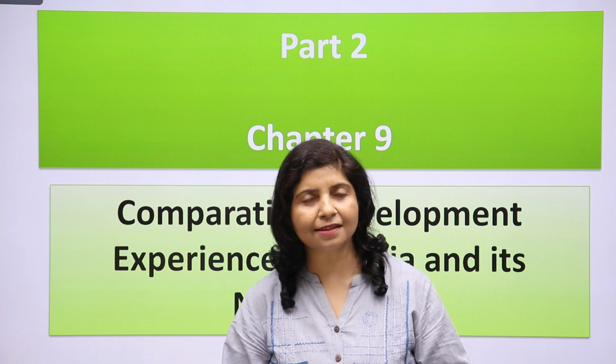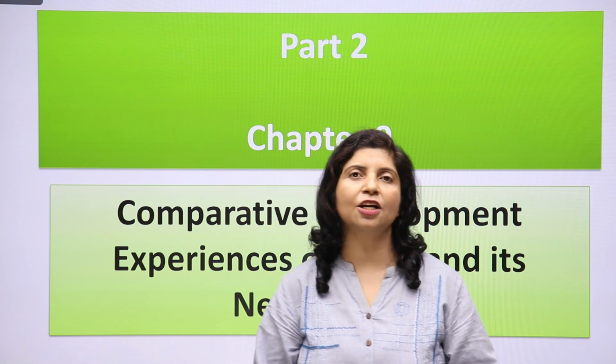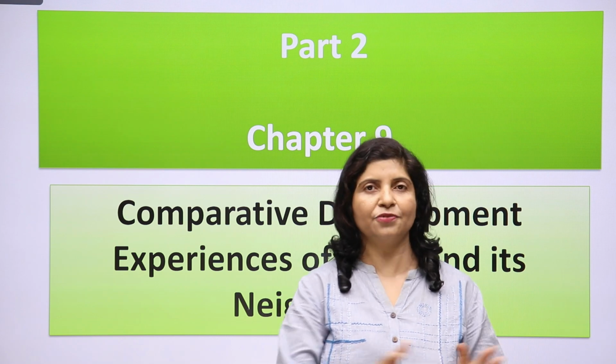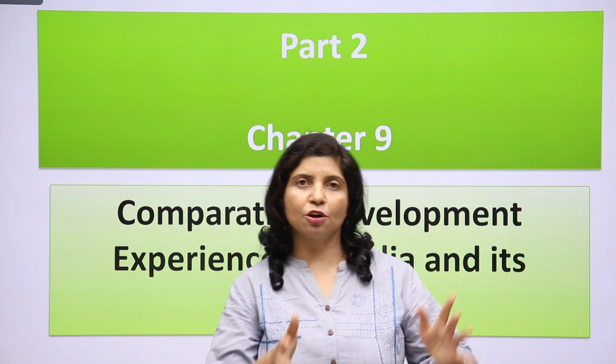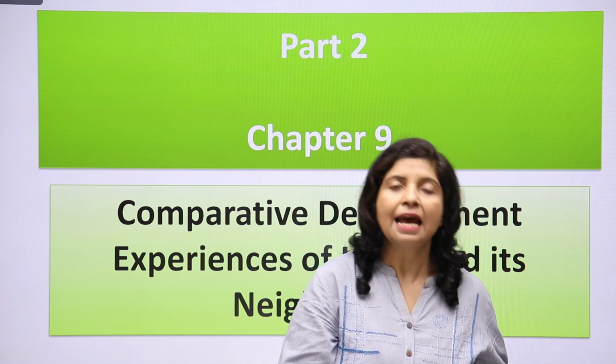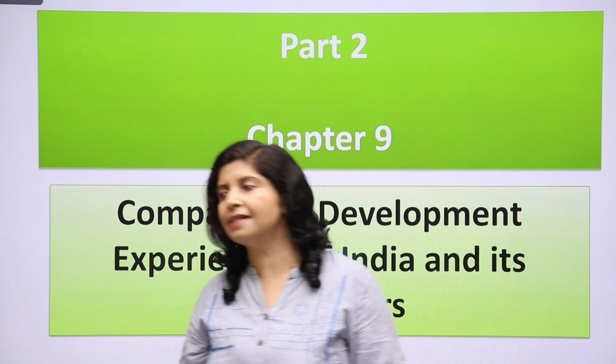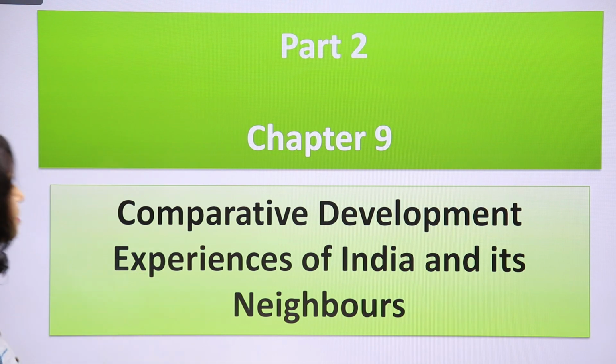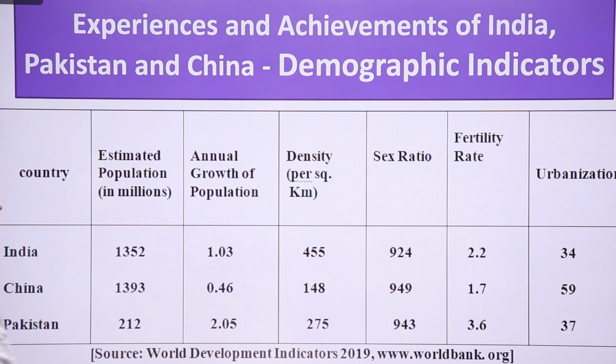We have already discussed in our first part what the growth strategies were that were adopted by India, China and Pakistan. These are the three neighbors we are discussing. Their growth strategies have already been discussed, and now we will discuss other details in our part 2. Let's start with the topic of comparative development experiences of India and its neighbors, that is Pakistan and China.